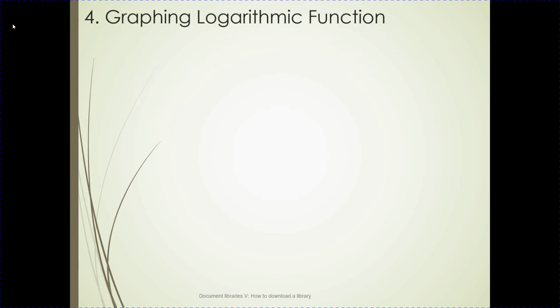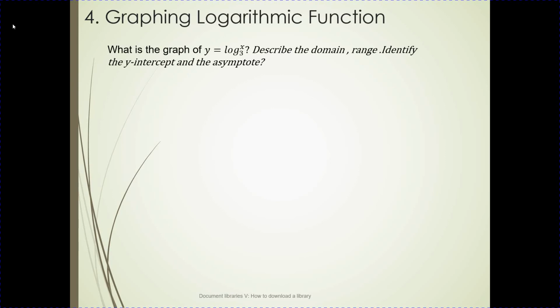Now let's proceed to problem 4. Problem 4 is about graphing a logarithmic function. As I said earlier, to draw the graph of a logarithmic function, we are going to apply the graph of the exponential function. That means, as we said, to draw the graph of the logarithmic function, we just reflect the graph of the exponential function across the line y is equal to x. So let's see problem 4.